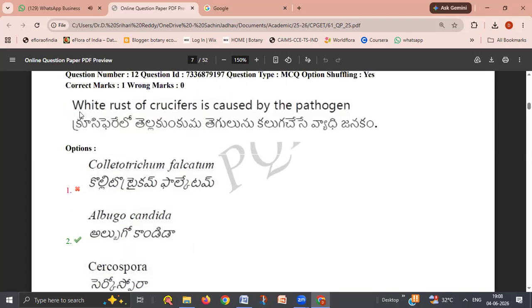But here the right answer to the question, white rust of crucifers is caused by, is Albugo candida. Candida is a fungus which causes several diseases, like skin diseases in human beings also.